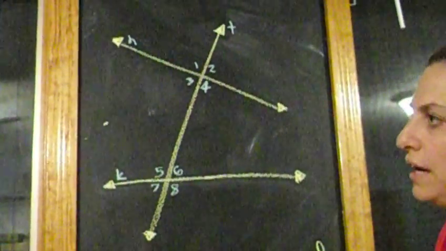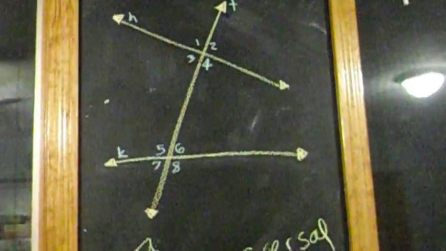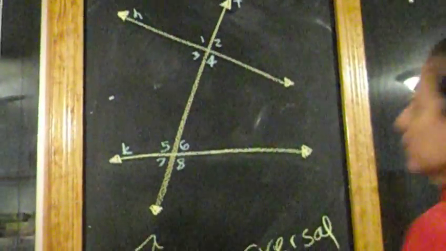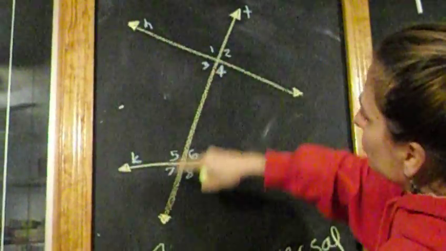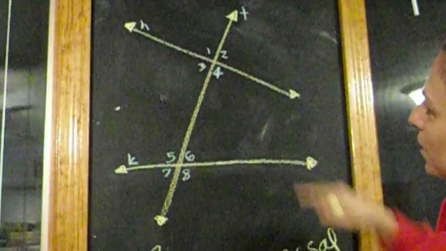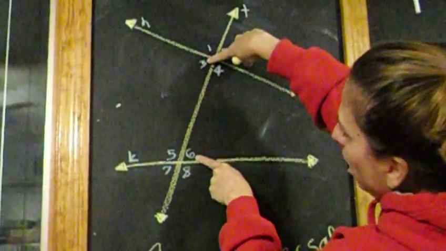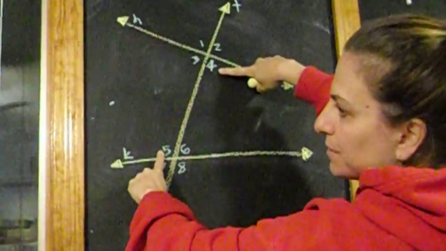We're going to have alternate interior angles. So let's look at the interior angles in this picture. These are your two lines, and this is your transversal. Anything on this side is going to be interior. 3 and 6 are going to be alternate interior, and 4 and 5 are going to be alternate interior.